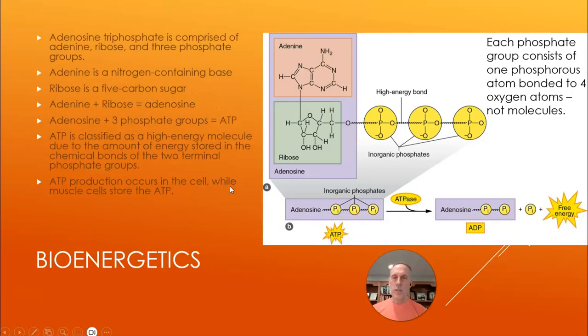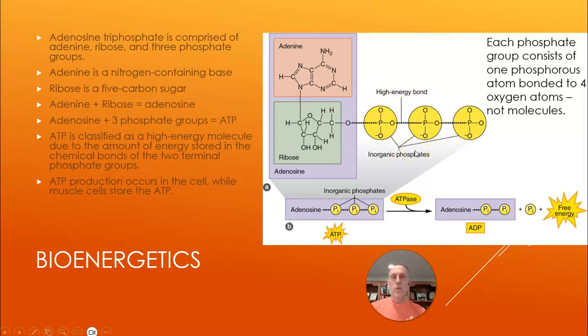All right, jumping into this. Just a refresh, we have the adenine and the ribose. They come together to give us the adenosine. And we know that adenine is a nitrogen-containing base. Ribose is a 5-carbon sugar. You have 1, 2, 3, 4, 5 carbons right there. And then the adenine plus the ribose give us our adenosine. So that's one part of adenosine triphosphate.